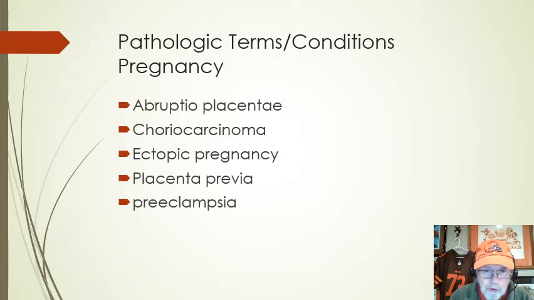It's going to rupture sooner or later, and the baby will be non-viable one way. It's never going to get to a certain size. It's always going to be, as an embryo, very small. It's going to eventually abort. Okay, so that's called an ectopic pregnancy.